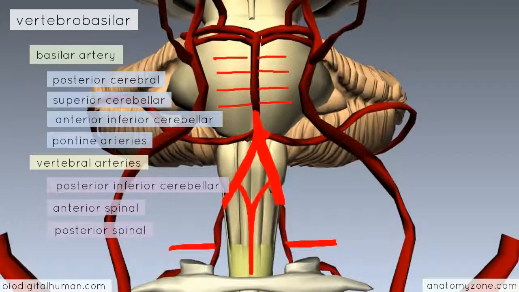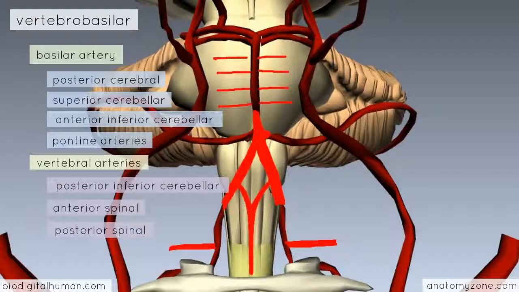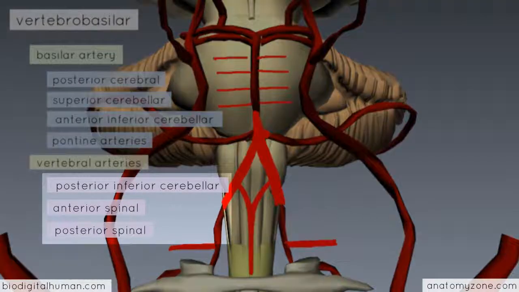So you've got three branches coming from the basilar artery: the superior cerebellar artery, the anterior inferior cerebellar artery, and the pontine arteries. And then you've got three branches which come off the vertebral arteries. So the posterior inferior cerebellar artery, and then you've got the anterior and posterior spinal arteries.